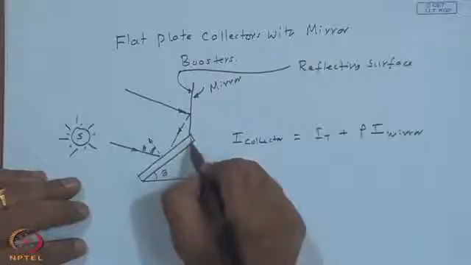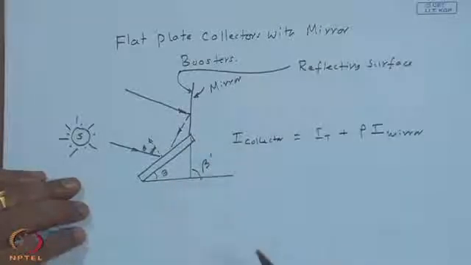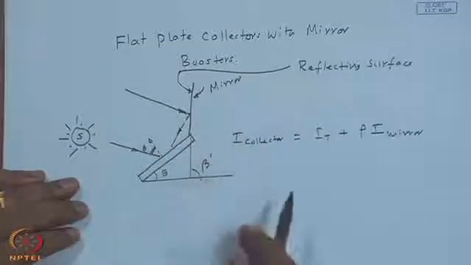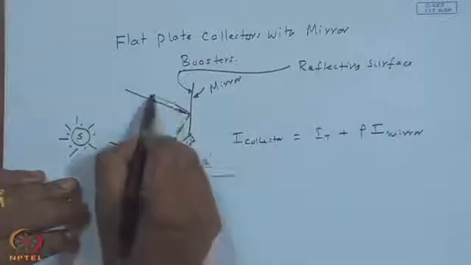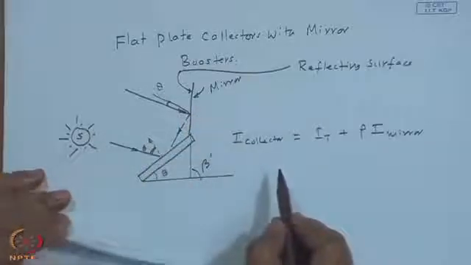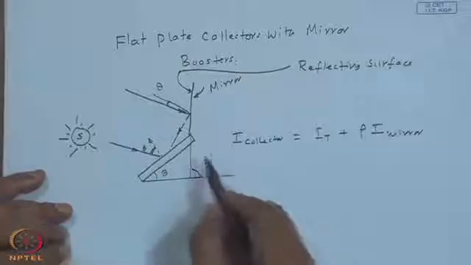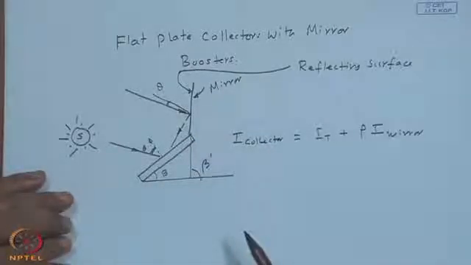Now, if I extend it, this may be beta dashed. So, I can express this as a surface with a slope beta dashed, and in this case there may be a very small theta, nearly normal. If it is nearly normal, there will be no reflection. One can choose the appropriate angle depending upon the declination and the latitude of the location.